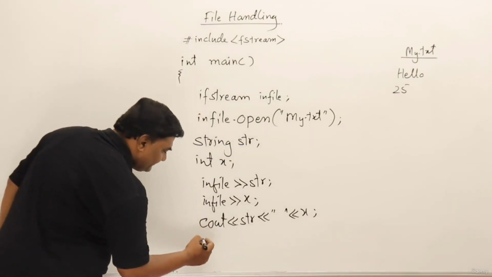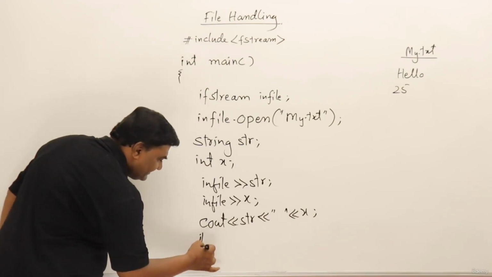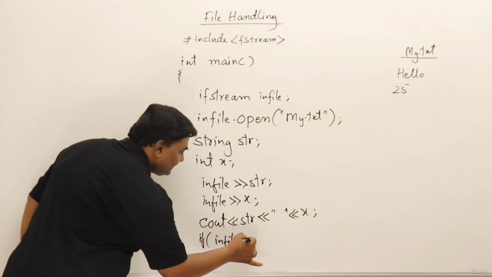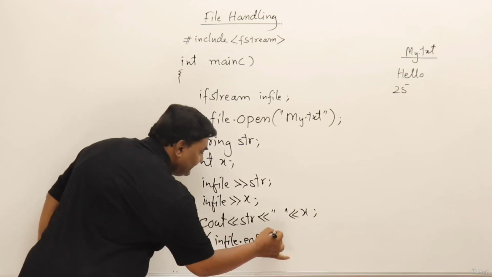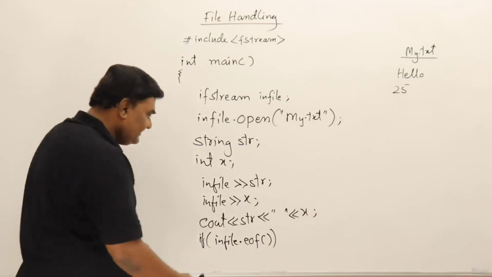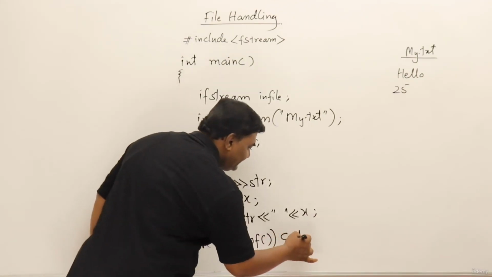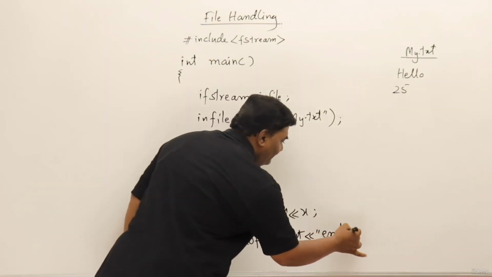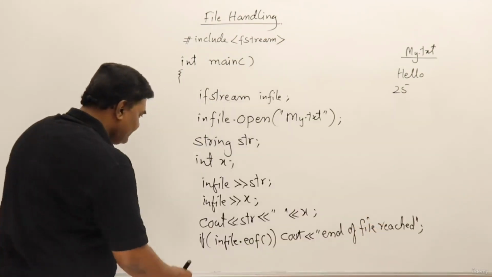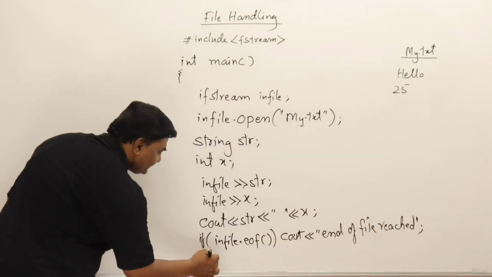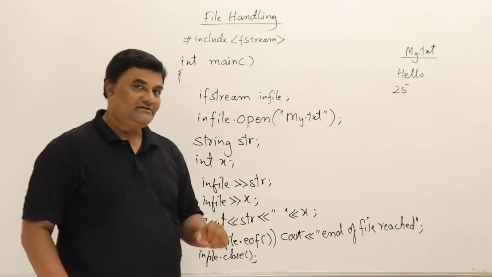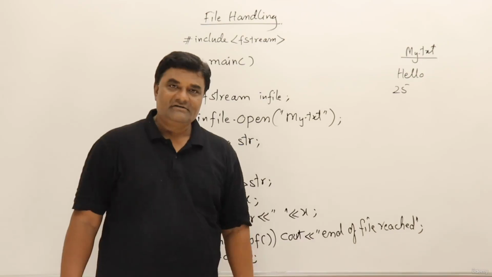There is a function available. Again I will write one condition here: if inFile.eof. This will return true if the end of file has been reached. Then in the same line I will write cout end of file reached. Then finally inFile.close. So that's how we have learned how to write the data in a file and how to read the data from a file.